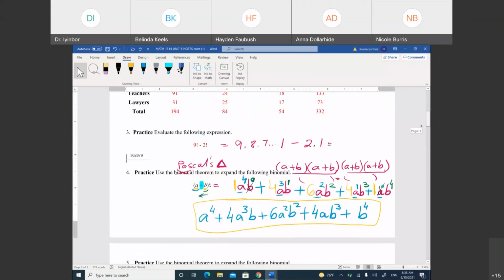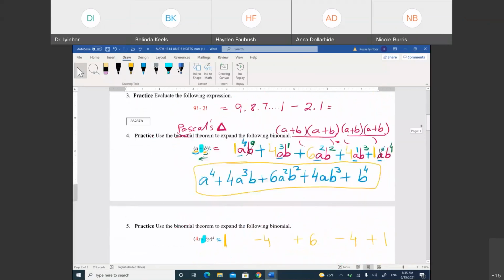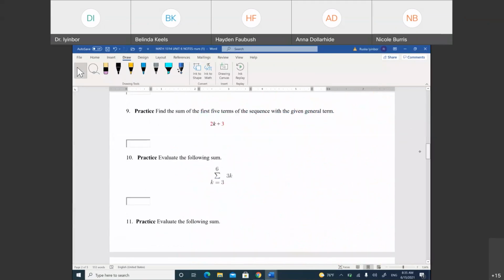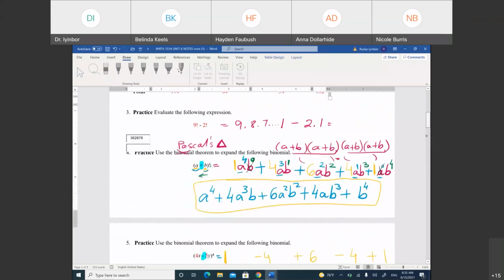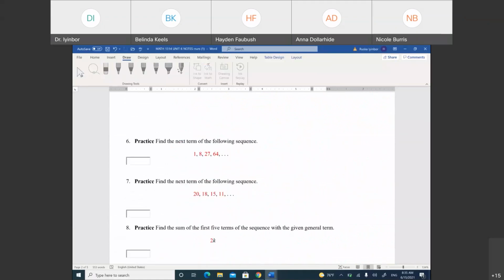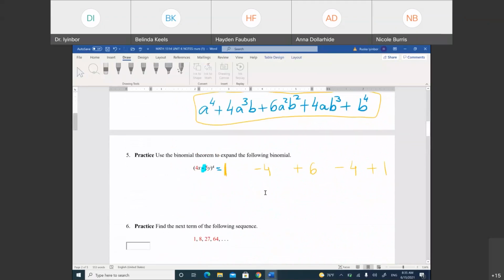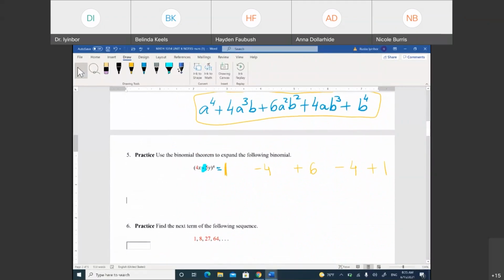So when we have a negative sign, we start with positive and then alternate: negative, positive, negative, positive. Yes, that's correct, Belinda. If you have a negative between the two terms, it's always going to start with positive, then negative, till you finish. They alternate, they change, but you always start with positive. Any other questions?